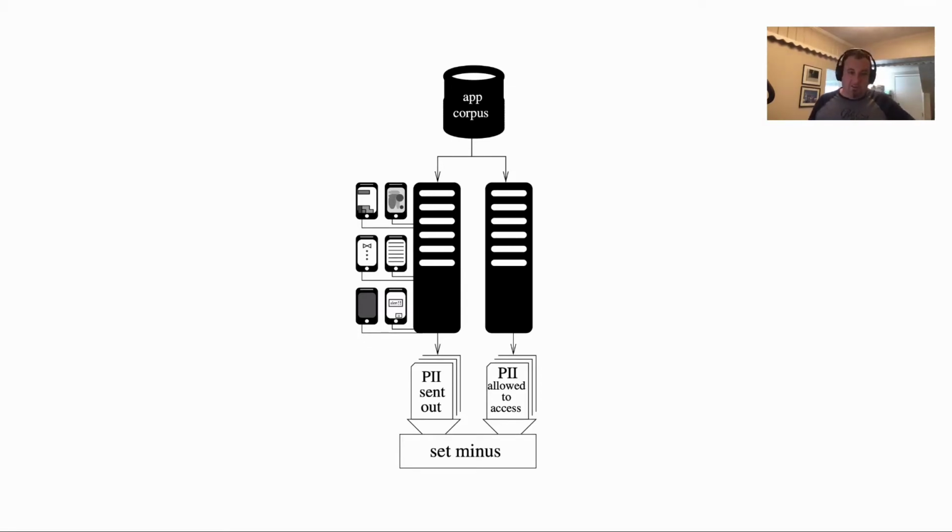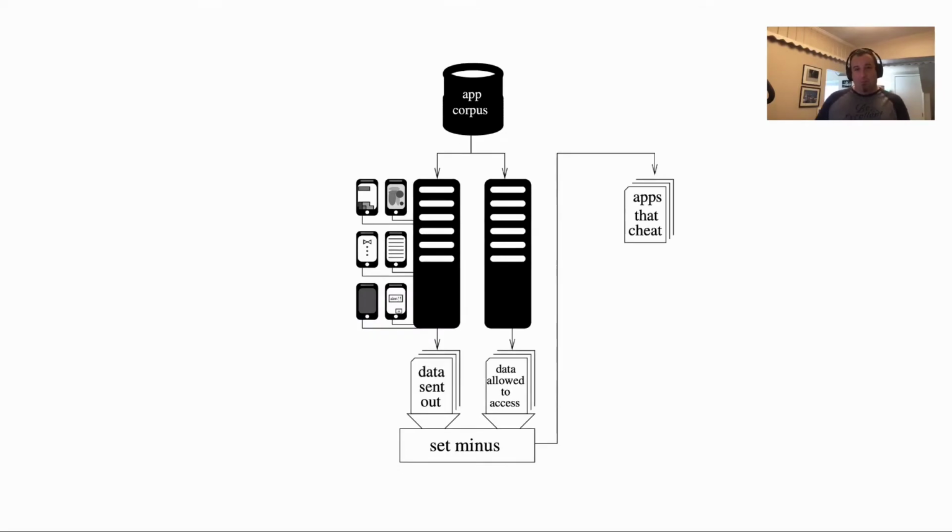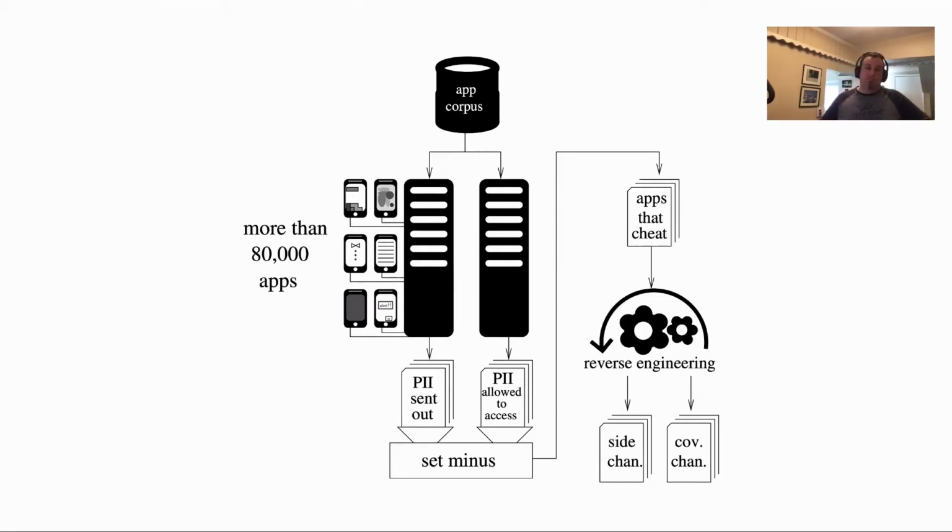So for instance, we can see which apps are allowed to access a certain type of data, and then which apps are sending that out. And if we subtract those to look at what apps are sending data out but didn't have access to it, then we consider those apps that cheat. And so these are all operations that we can do automatically using our test bed. What happens then, though, is when we see apps that cheat, now it becomes a matter of reverse engineering to figure out how they're doing it. And this is largely a manual task. And so let's take a look at how this works.